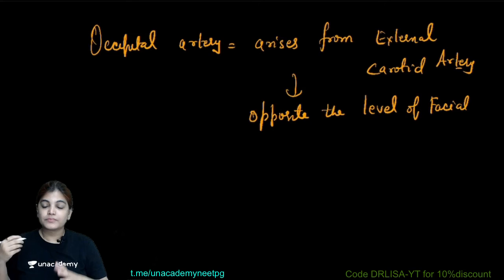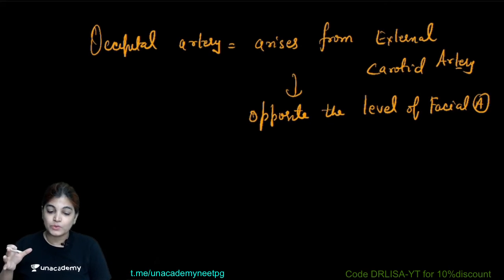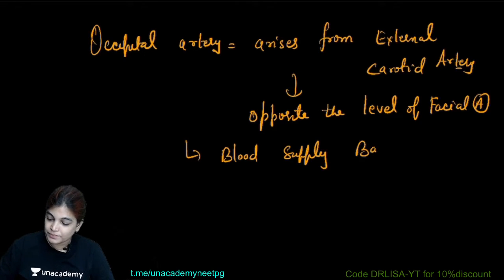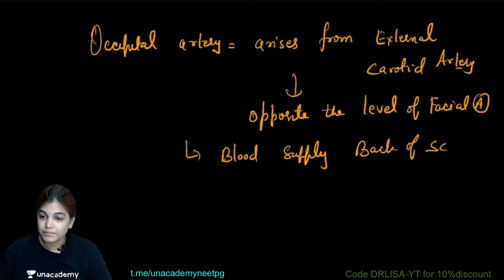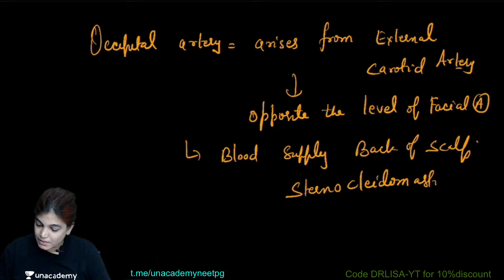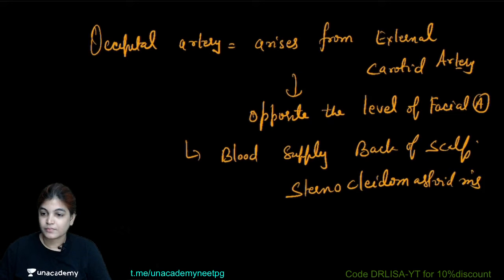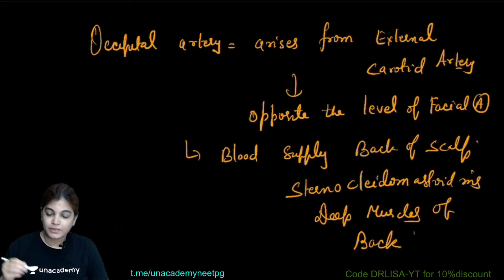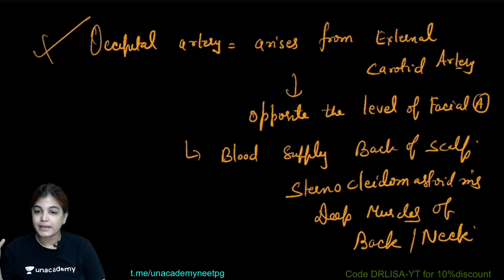And which area does it supply? It gives blood supply to the back of the scalp. Also, it gives some blood supply to the sternocleidomastoid muscle, and also to the deep muscles of the back and to the neck. So yes, the second option is also correct. In the second option it is given that the occipital artery is supplying the back of the scalp. Okay, so it is also correct.